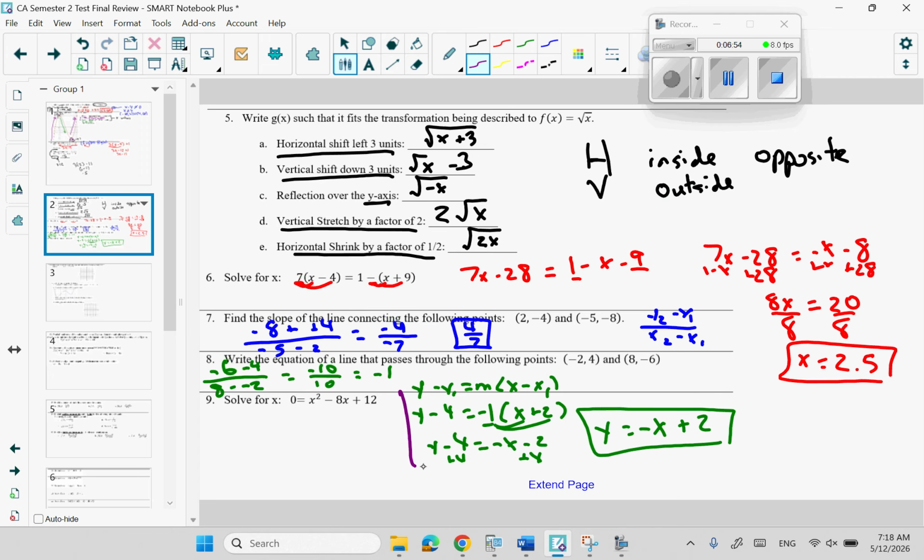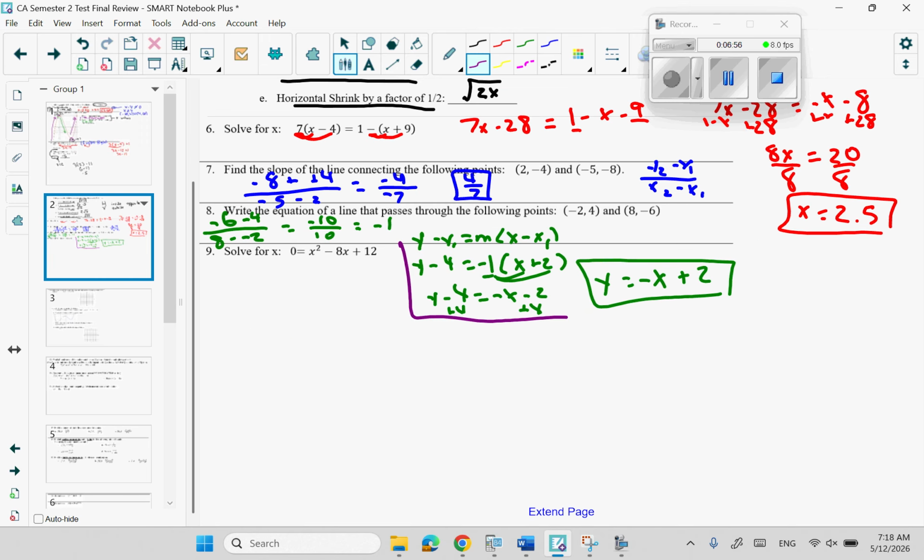Number 9. Solve. So I can just factor what multiplies to 12, adds to negative 8. That'd be x minus 6, x minus 2. And I can set both of those equal to 0.